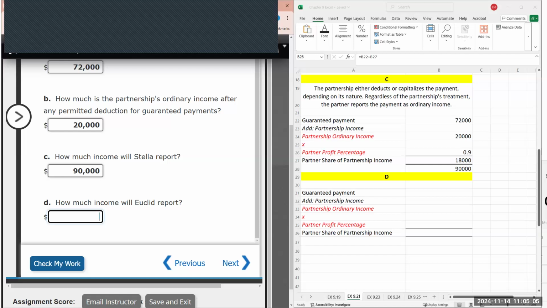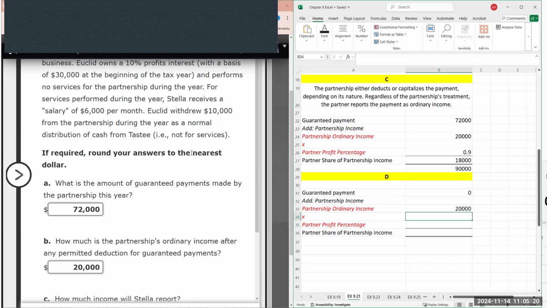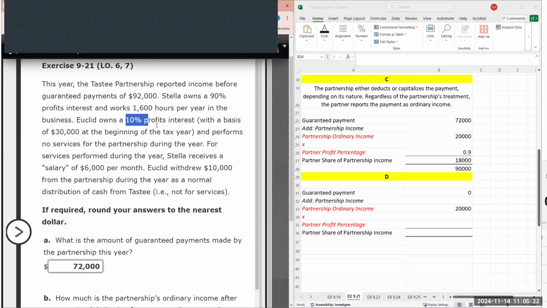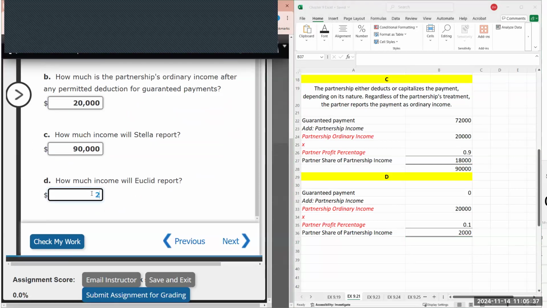Now it's asking, how much income will Euclid report? Euclid did not receive any guaranteed payments. The partnership ordinary income was 20,000, and it lets us know his profit interest is 10%. So Euclid's share of partnership income to be reported is the 20,000 multiplied by 10%. So Euclid is going to report $2,000 of income.